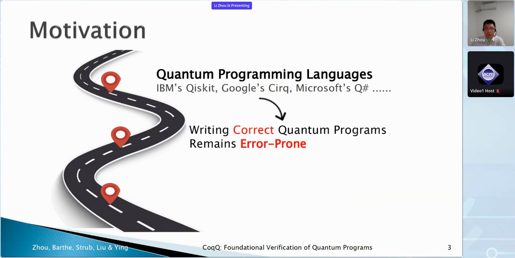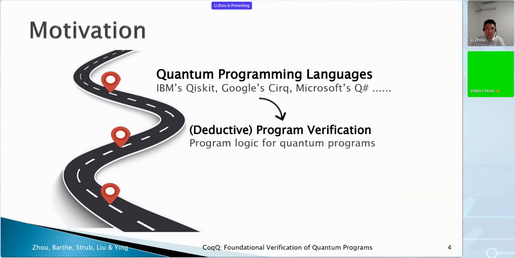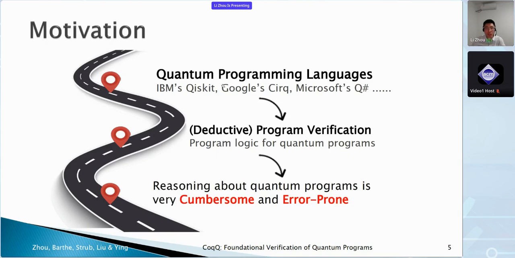In spite of the benefits of quantum programming languages, writing correct quantum programs remains error-prone, not the least because quantum computation often contradicts human intuition. Deductive program verification provides a principled approach for reasoning compositionally about programs. There already exist several program logics for reasoning about quantum programs. These logics obey the same principles as their counterparts for classical programs, yet they do not achieve similar usability and scalability. Program logics for quantum programs face two main challenges compared to classical programs.